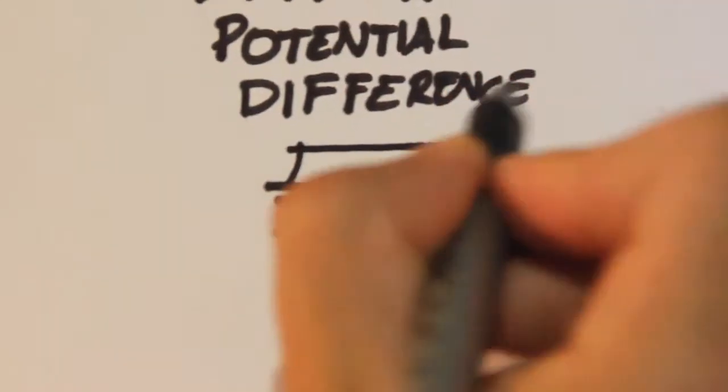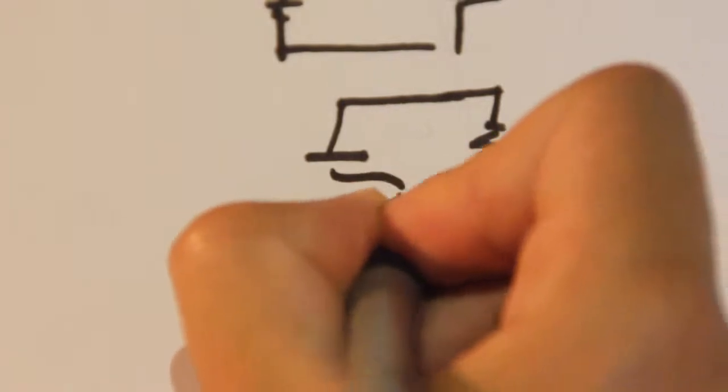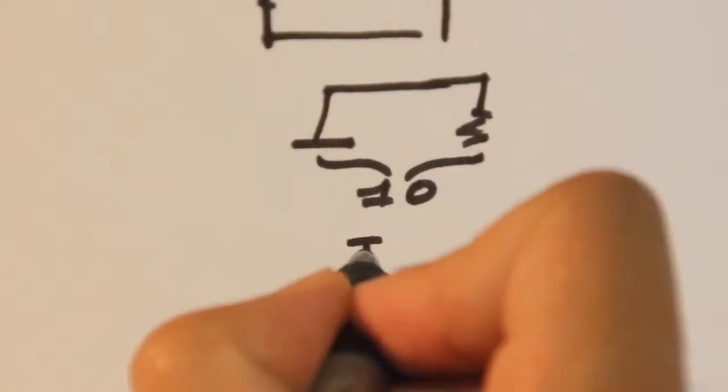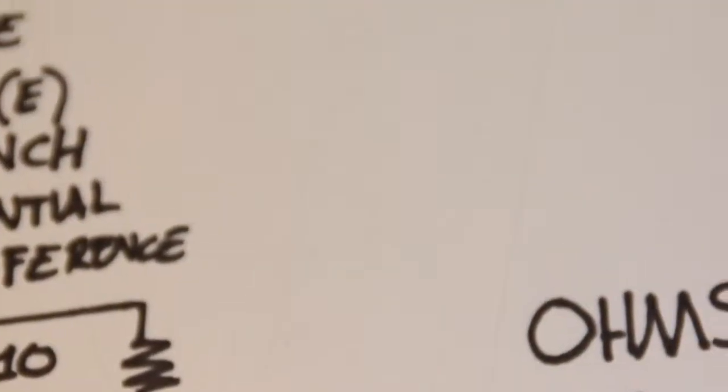So let's say we have a circuit here with a 10 volt power supply, a resistor and a ground, which is 0. Up the top, you have a potential difference of 10 volts. Down the bottom, where the ground is, a potential of 0 volts.